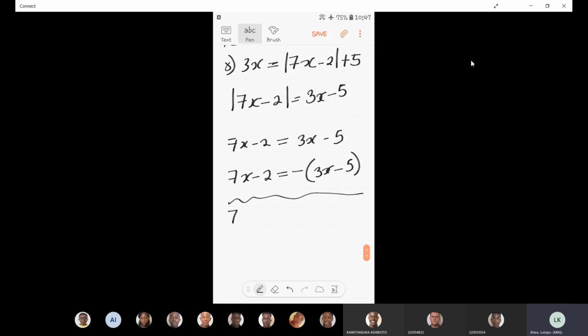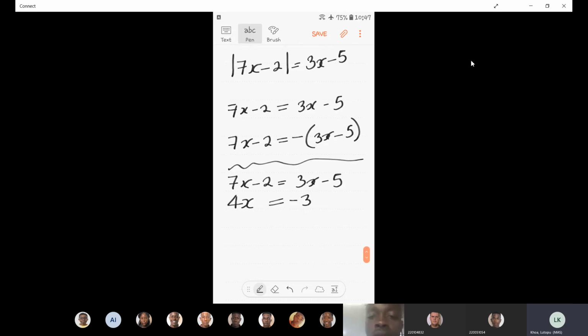Starting with the first one, we have 7x minus 2 equals 3x minus 5. You can subtract 3x on both sides. You'll end up with 4x on the left-hand side. And then you can add 2 on both sides. Then you will end up with negative 3 on the right-hand side. Then you want to solve for x, so you'll have x is equal to negative 3 over 4. So this is your first solution.